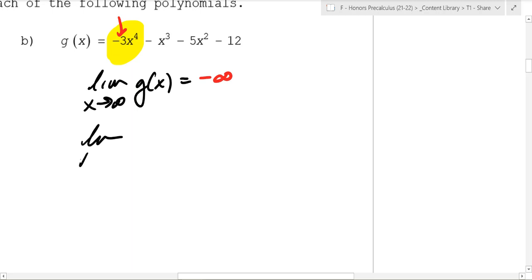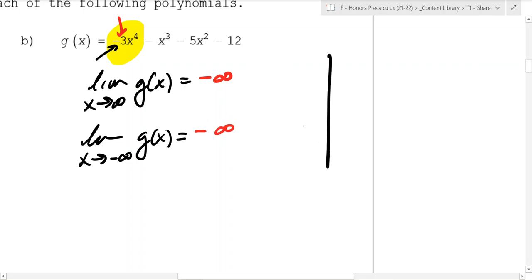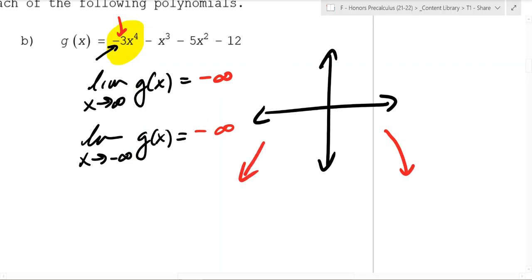And then what about the limit as x goes to negative infinity of g of x? Well, when you plug in negative infinity, or look at a number getting really, really big and negative, like negative 10 to the fourth, it's still going to be positive. Same thing with negative 100 to the fourth. But that negative 3 is out front still, so this is also going to be negative infinity. So this graph right here, we don't know what the middle part looks like, but we know as x goes to infinity, it's going to go down, and as x goes to negative infinity, it's going to go down.